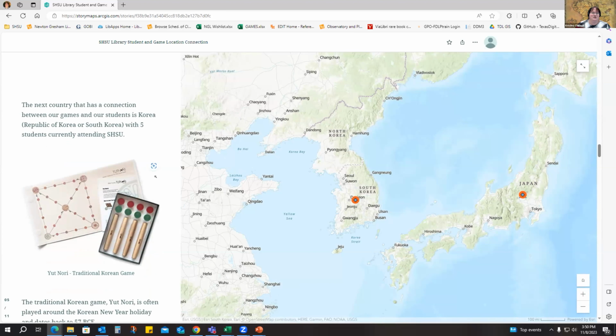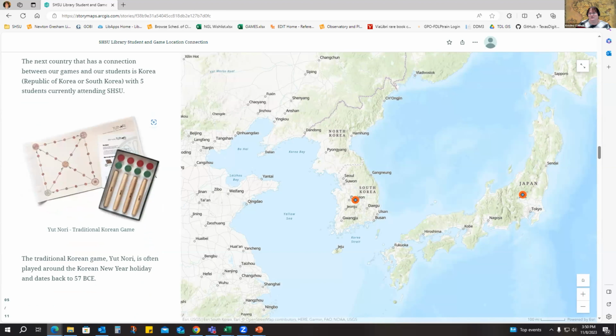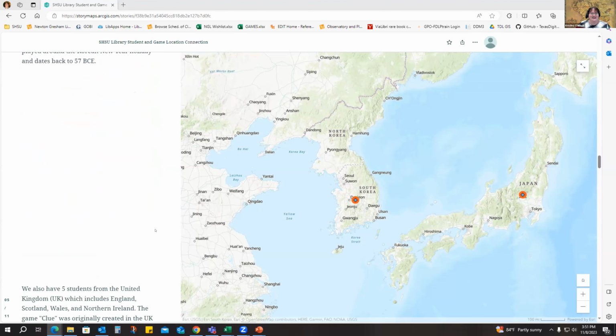But the next one that I did talk about is Korea, because the game Yutnori is a traditional Korean game that's usually played at the Korean New Year. It dates back to 57 BCE, and it was actually specifically requested by a staff member who was from Korea. I love it when we have one of those specific requests for a game they used to play in childhood or whatever, and can connect them to here. So that definitely helped her to feel like a little piece of home as well, which is always wonderful. So that one is there.